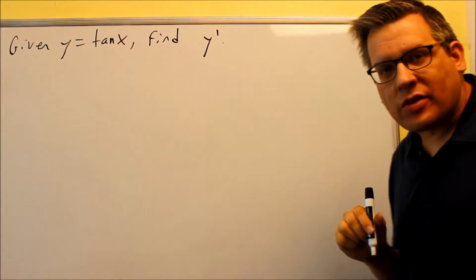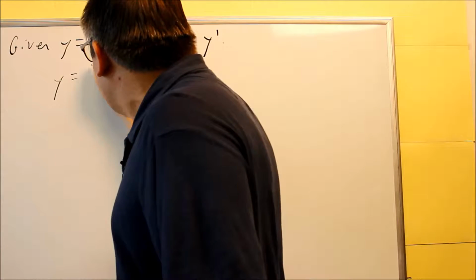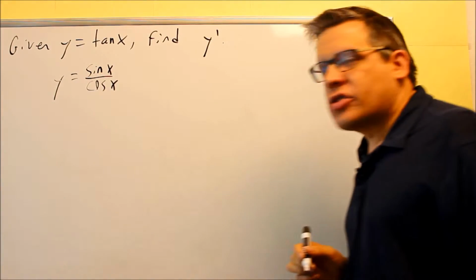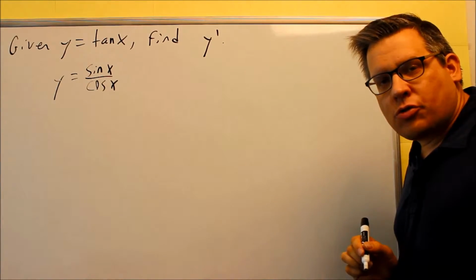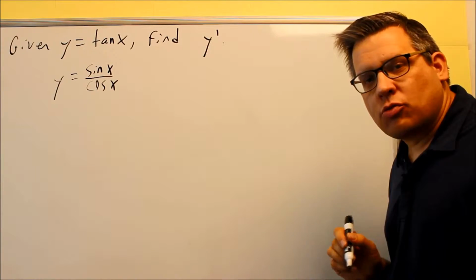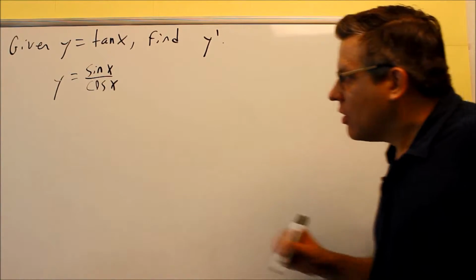We're not going to do the limit process on this one. What we're going to do is change the tangent into sine x over cosine x. That's the identity from trig. The only reason we're going to do that is because then we're going to apply the quotient rule to this one, and that's going to allow us to get the answer, the derivative of tangent x.